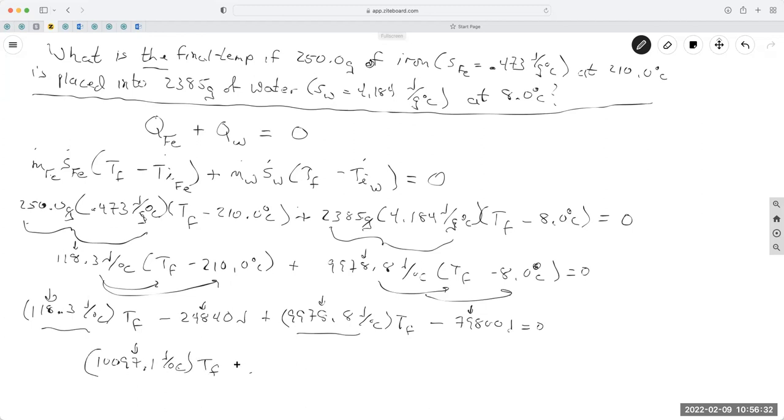times TF minus, I'm going to combine the double underlines, the 24840 and the 79800. The guess is in the hundreds place here, and in the thousands place here. 24840 plus 79800. So I get 104640. Is that right? 24840 plus 79800. Yep. Okay.